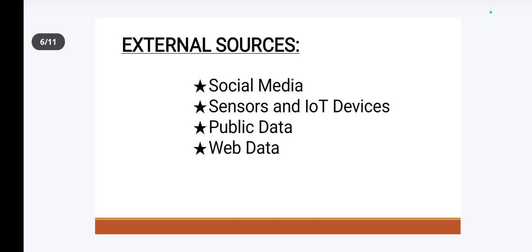External sources. What are the external sources of big data? First one is social media, and then second one is sensors and IoT devices, third one is public data, and then fourth one is web data.